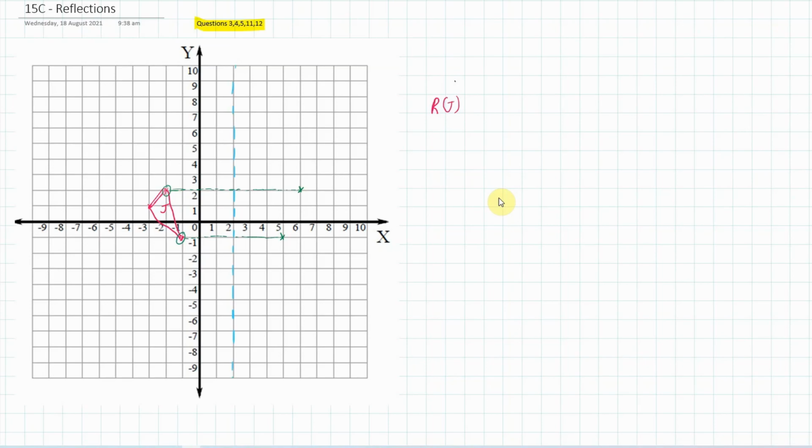And 1, 2, 3, 4, 5, the other one is 5 away, so I'm going to go 5 away, and that will bring me to out here. Right, and I just join this all up. And this would be RJ.